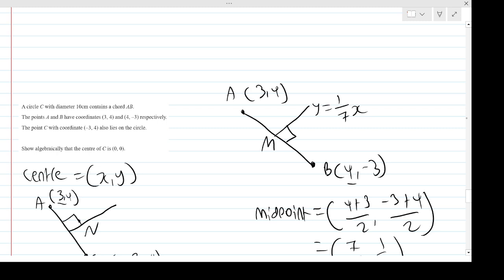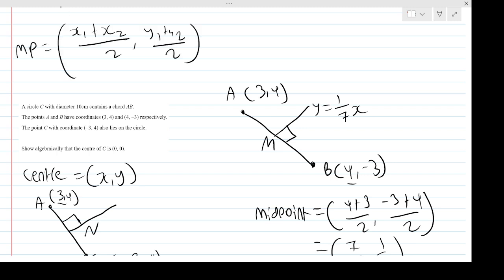So as a recap, you should know what the midpoint is. That's x1 add x2 over 2, y1 add y2 over 2. So you add the x and y coordinates and divide by 2 to get the average. Then the bisector, so if you have a line AB, the bisector passes through the middle, so that's the midpoint, and it's perpendicular. So we can consider the gradients.